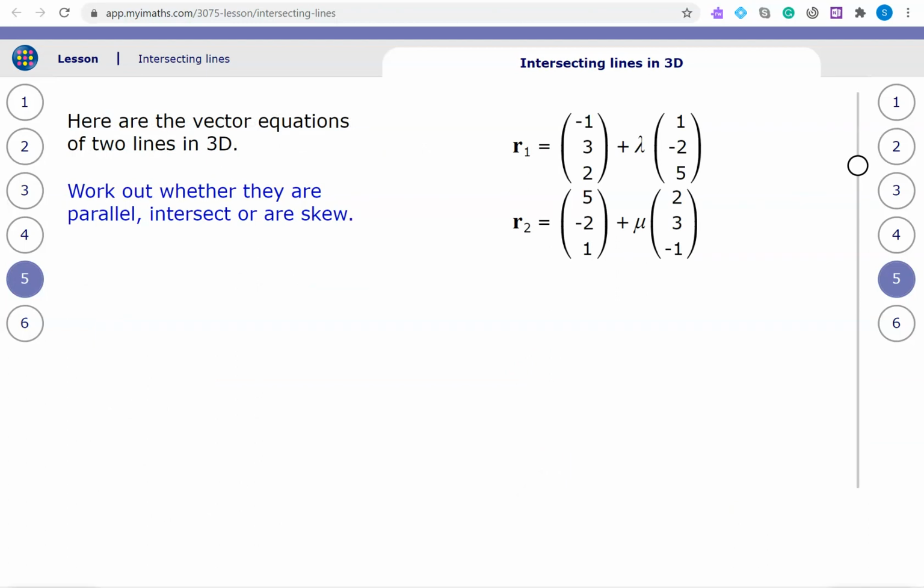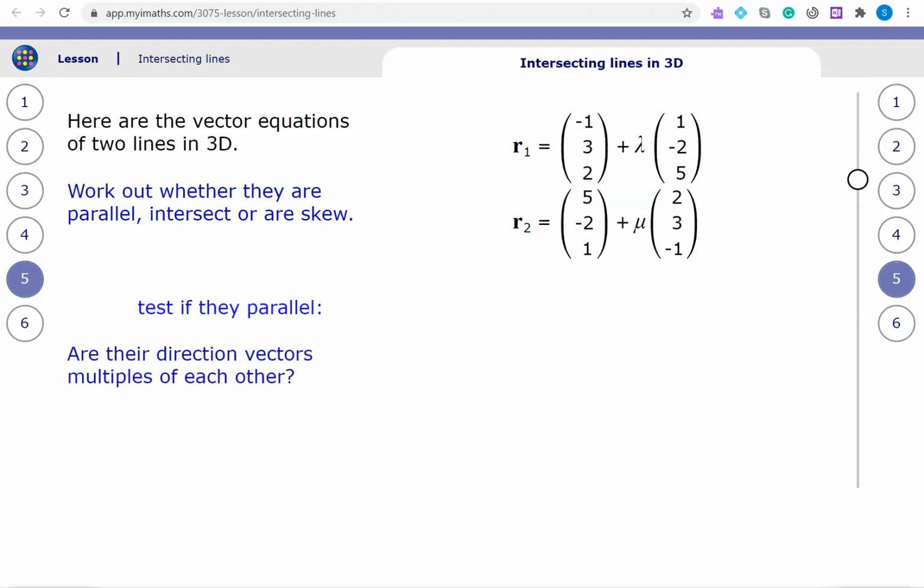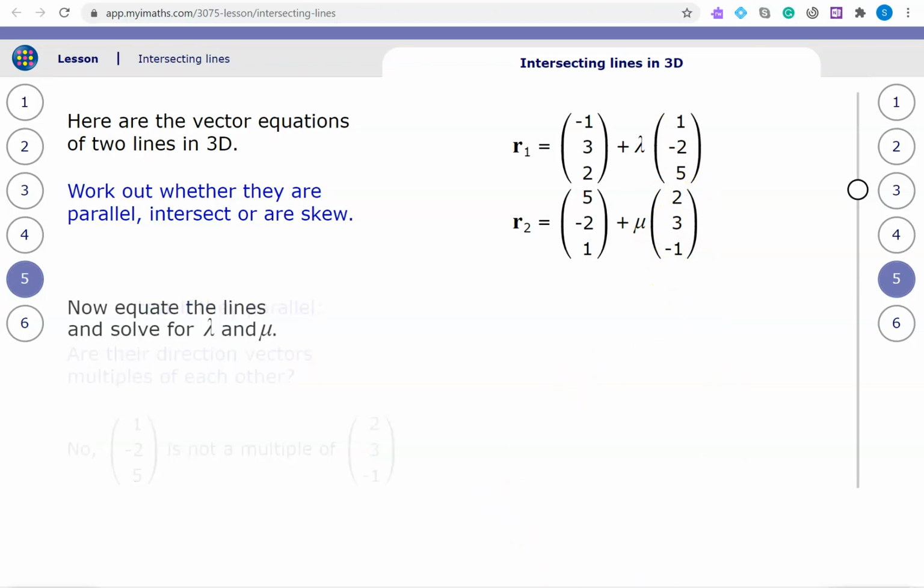So how do we go about checking for this? How do we check if lines are parallel, intersect, or skew? Well, here's one way. To test if they're parallel, you look at the direction vectors and see if the one is a multiple of the other. And quite clearly we can see that this direction vector here is in no way a multiple of this direction vector over here. So clearly they are not parallel.